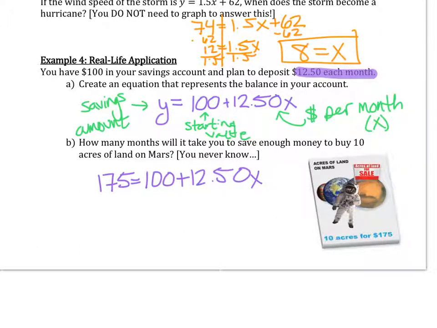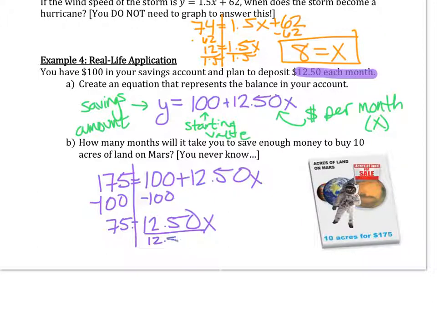Just as before, we have a two-step equation here, which I'm going to draw my balance line for first. I want to get the numbers away from my variables, so subtract 100 to start. So I end up with 75 is equal to my 12.50x. To finish up, divide both sides by 12.50, and if you do 75 divided by 12.50 in your calculator, we see that x is equal to 6 months. So it's going to take you 6 months to save $175.